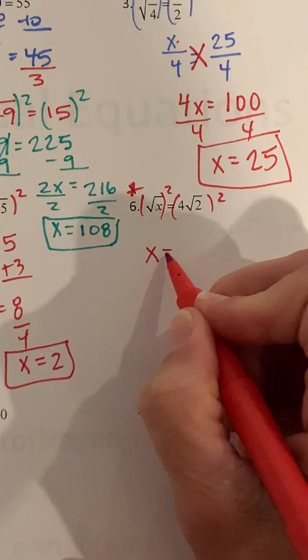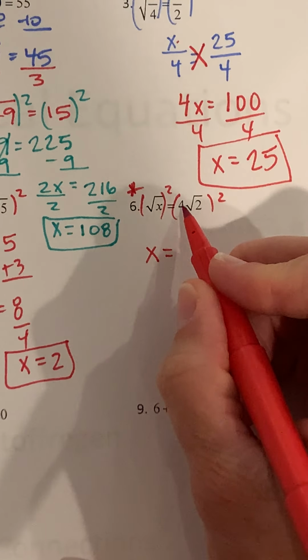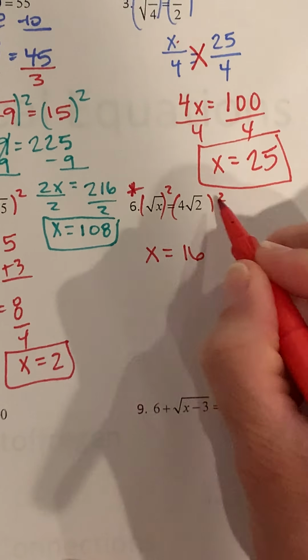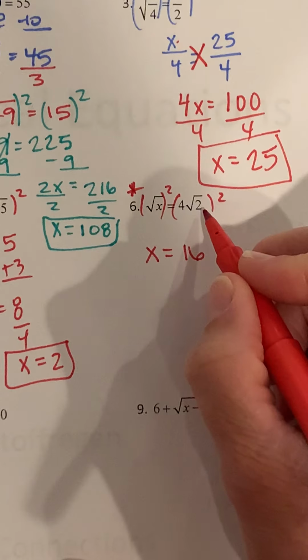Correct. That's just an x. Now be careful here. What is 4 squared? What is 4 times 4? Yes, it's 16. Now, what is root 2 times root 2?